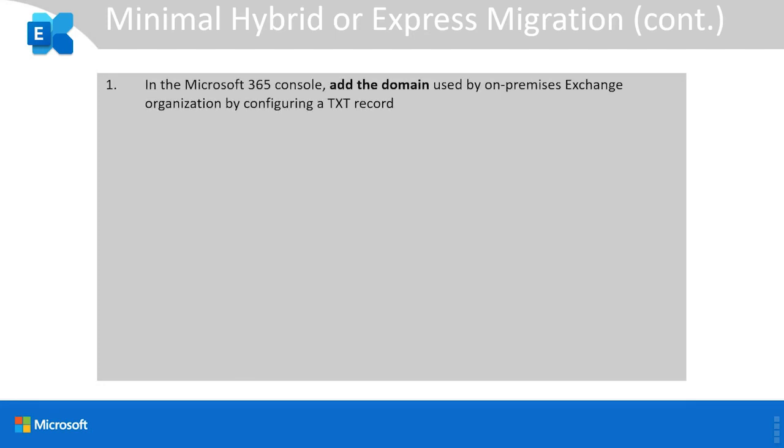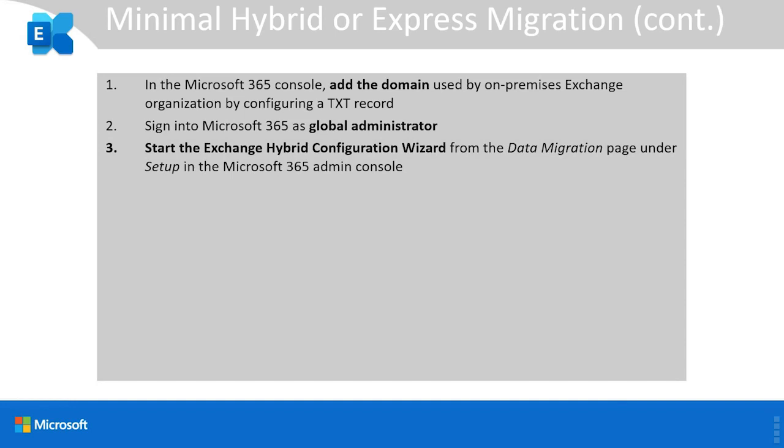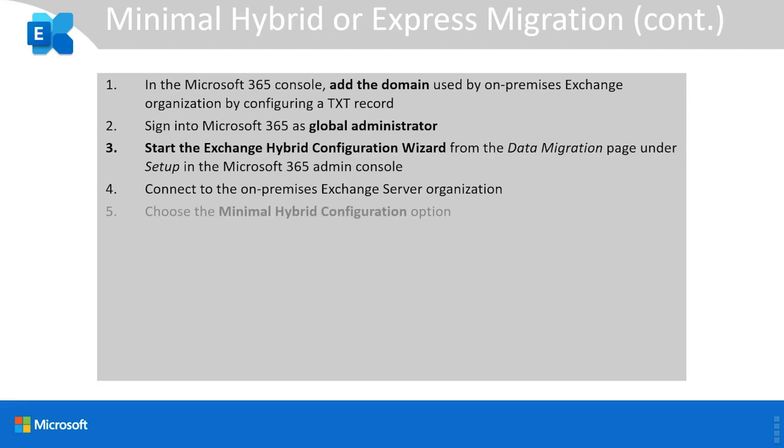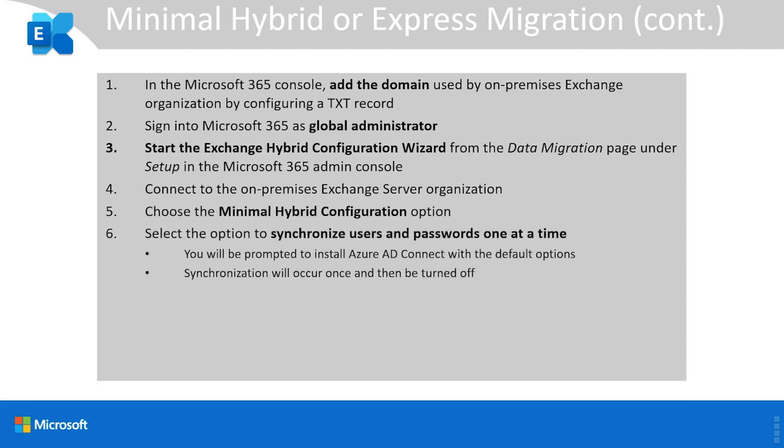First, in the Microsoft 365 console, you add the domain used by your on-premises Exchange organization by configuring a DNS TXT record. Then sign into Microsoft 365 as a global administrator and start the Exchange Hybrid Configuration Wizard from the Data Migration page under Setup in the Microsoft 365 Admin Console. Connect to the on-premises Exchange server organization. Choose the Minimal Hybrid Configuration option. Select the option to synchronize users and passwords one at a time.